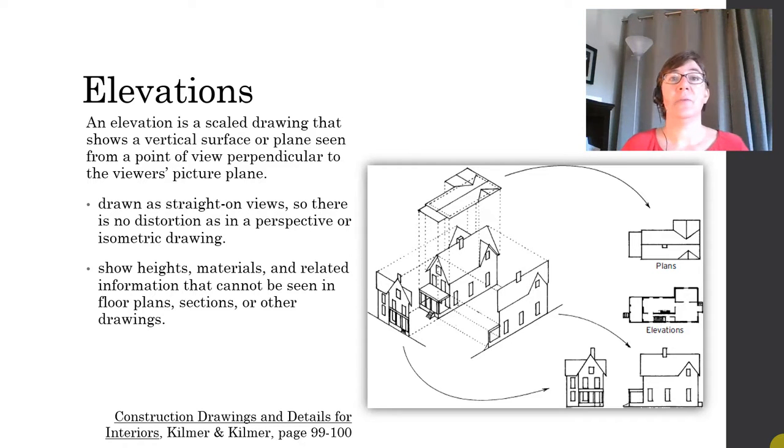Okay, so this is all some very fancy words to say that you're now drawing the side of a building in a vertical view. All right. Elevations are specifically drawn as straight on views. There's no distortion of view, just as in a perspective or an isometric.